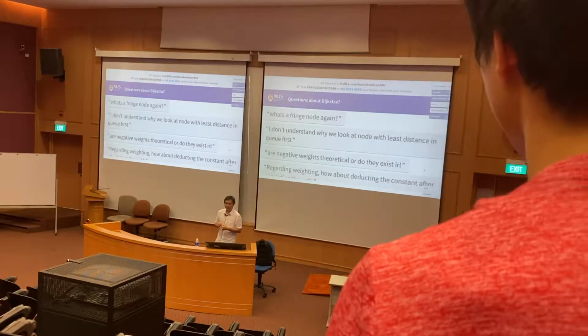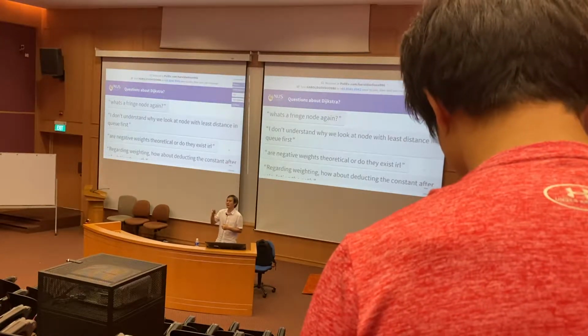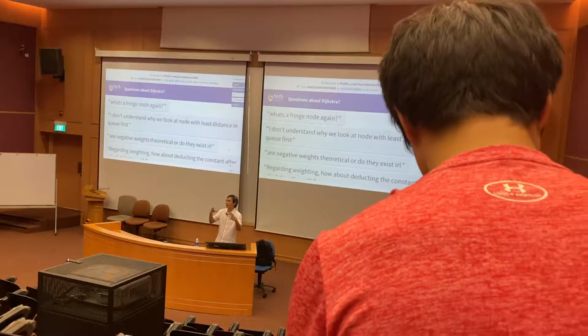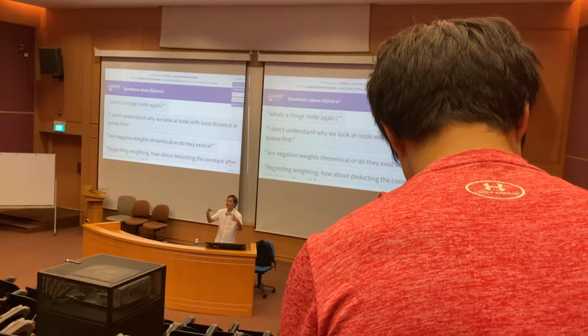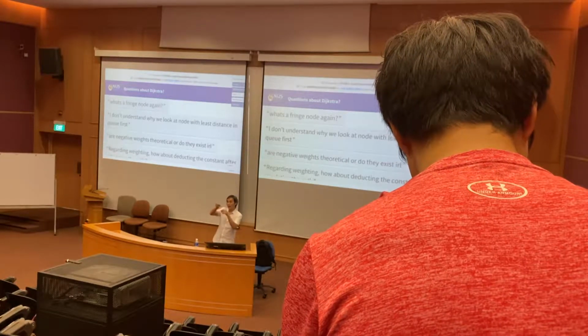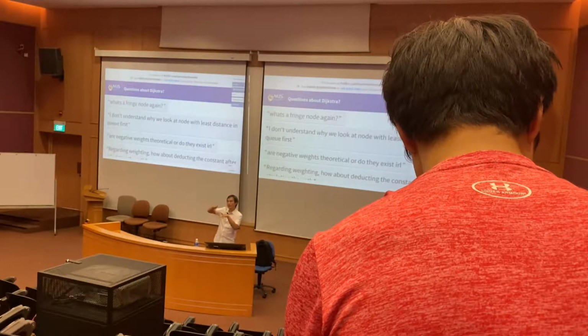Fringe nodes are those in your priority queue. You can think of them as connected to nodes in your finished set. In your finished set, there are outgoing edges to other nodes. Those nodes are the ones that are in your fringe.